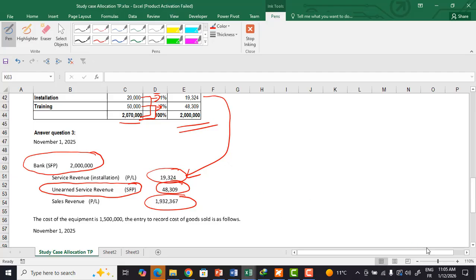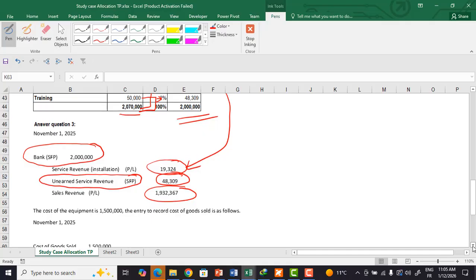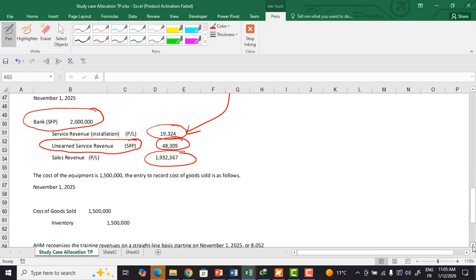Also, the company should book the cost of the equipment, which is 1.5 million. So by November, the cost of goods sold, which is a P&L account, should be debited, and we should credit the inventory by 1.5 million to remove the equipment from the inventory.